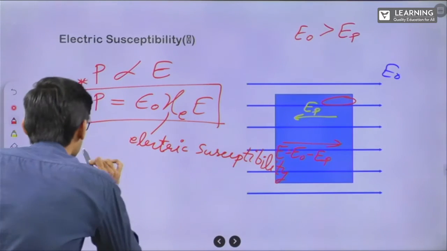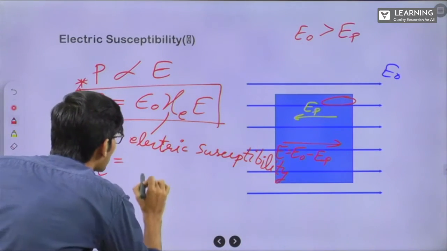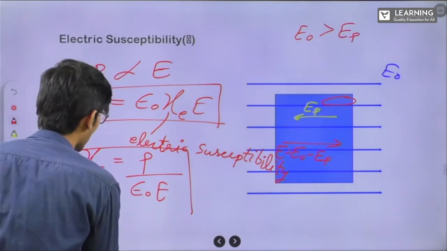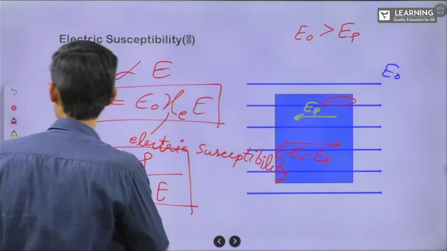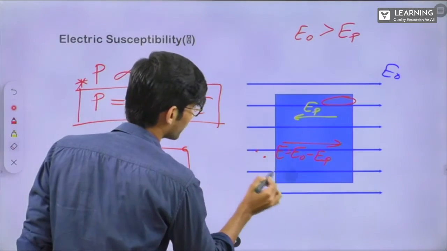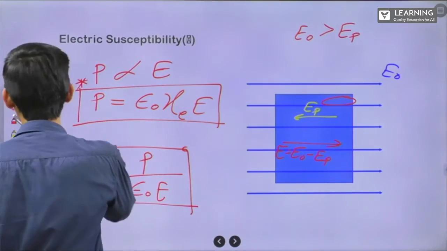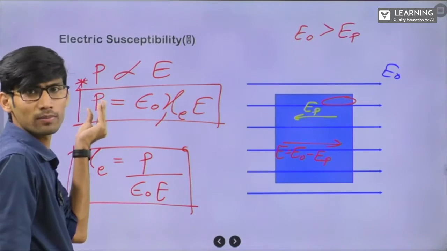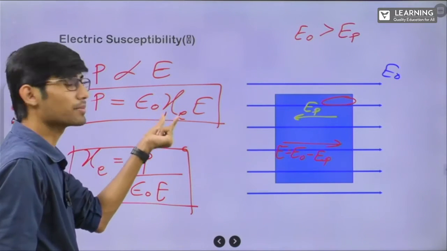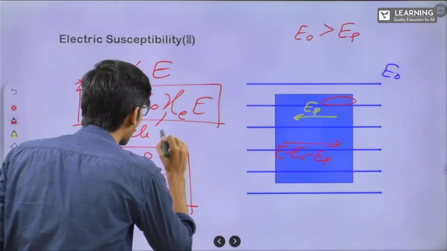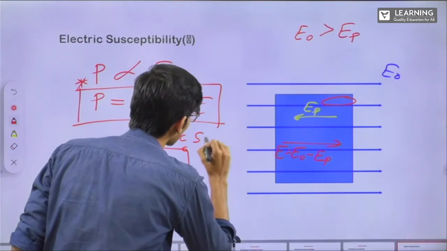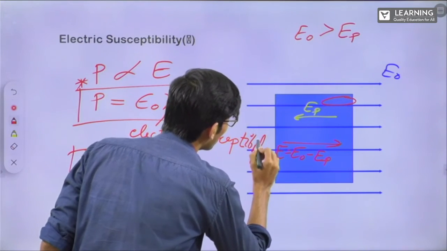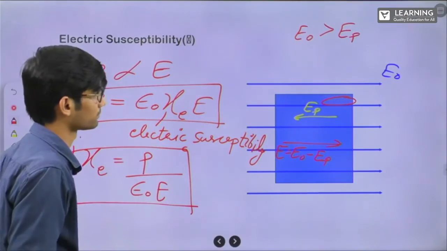The formula of electric susceptibility will be P upon epsilon naught E. It is the ratio of polarization to electric field. Chi is basically an intrinsic property of any dielectric material. The more this chi, the more the polarization. The more this electric susceptibility, the more the polarization. So susceptibility is the property of dielectric material.